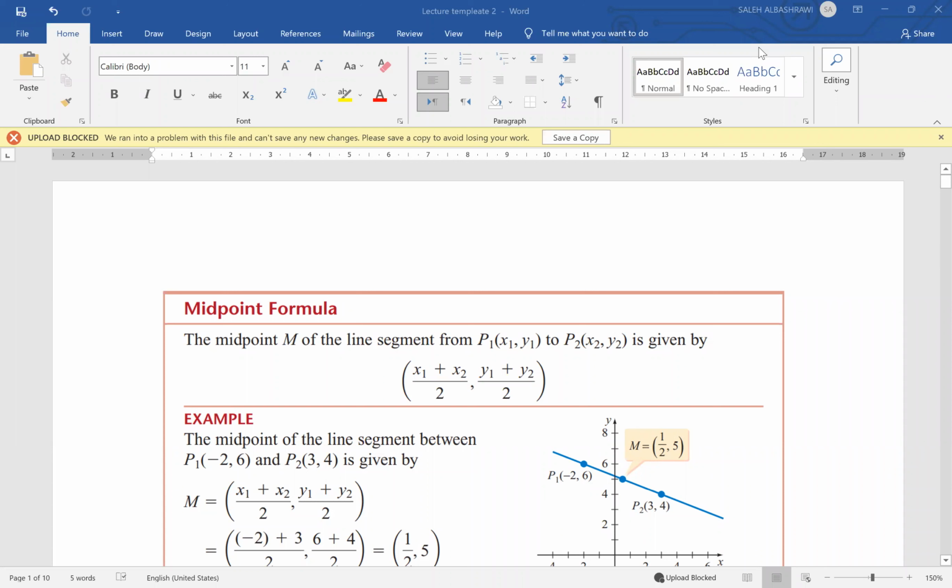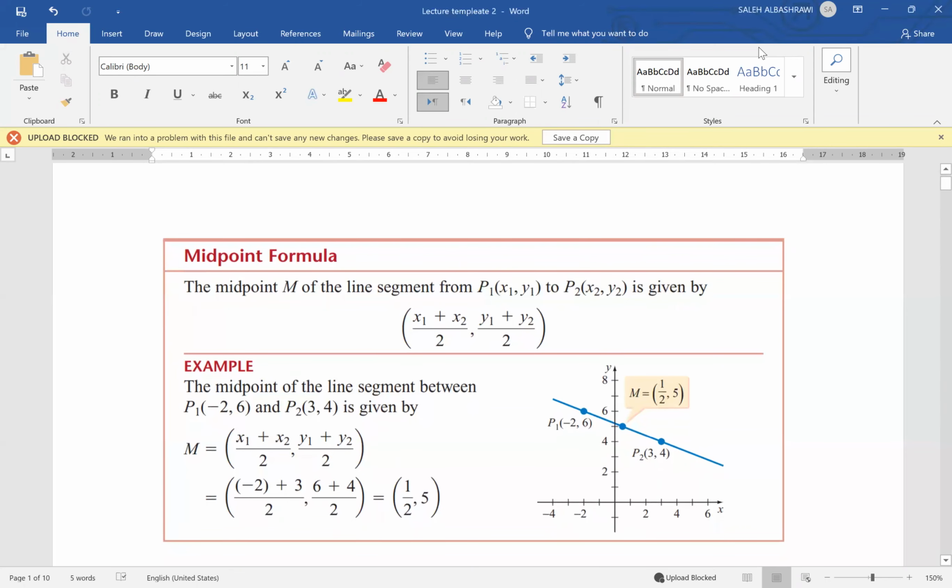Bismillahirrahmanirrahim. Still, we are speaking about the two-dimensional coordinate system. In the last part, we discussed the distance between 2 points in the XY plane, or in the two-dimensional coordinate system. And in this part, we are going to speak about the midpoint formula plus the graph of the equation in 2 variables.